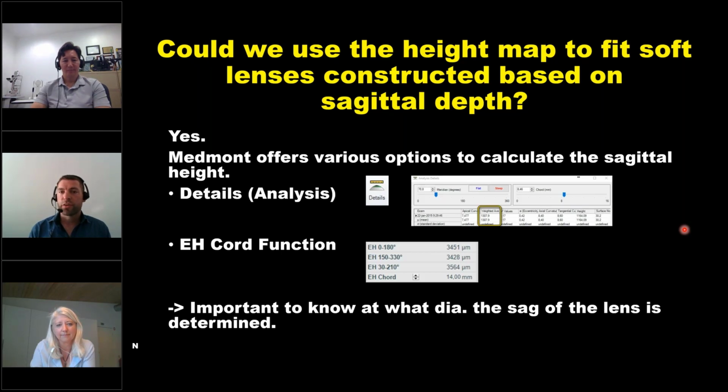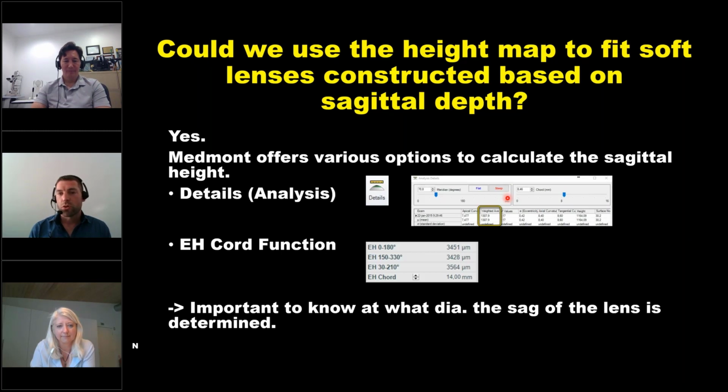If that's not enough, if you need data for your contact lens, which for soft lenses is often 14, 15 millimeters, you'll need the estimated height chord function, which is in the attributes menu. There you can just type in or select the diameter you want, and then Medmont will calculate the estimated height based on 3 different axes.